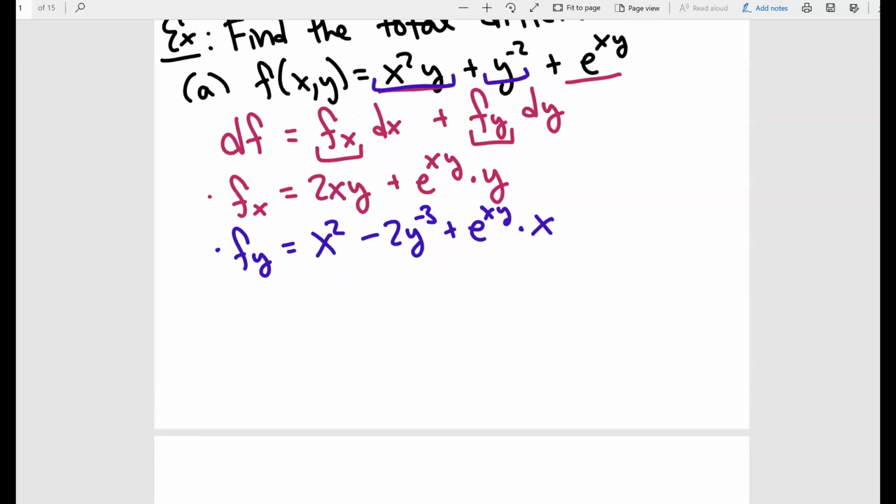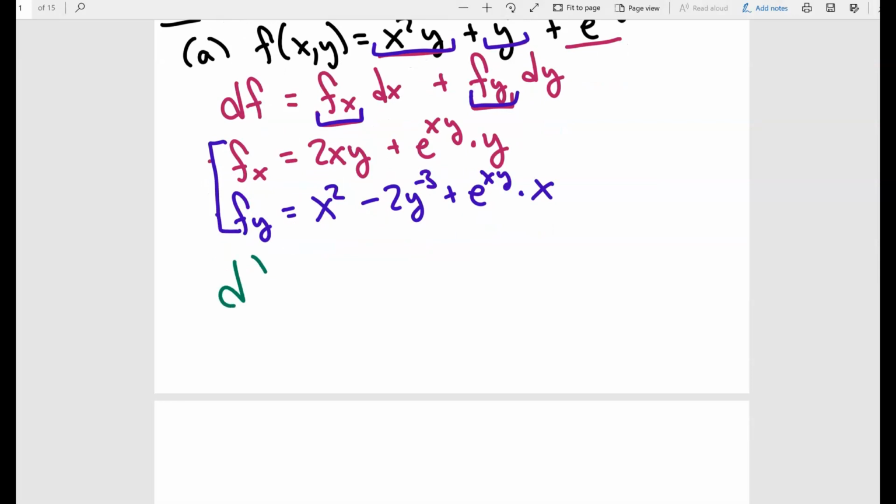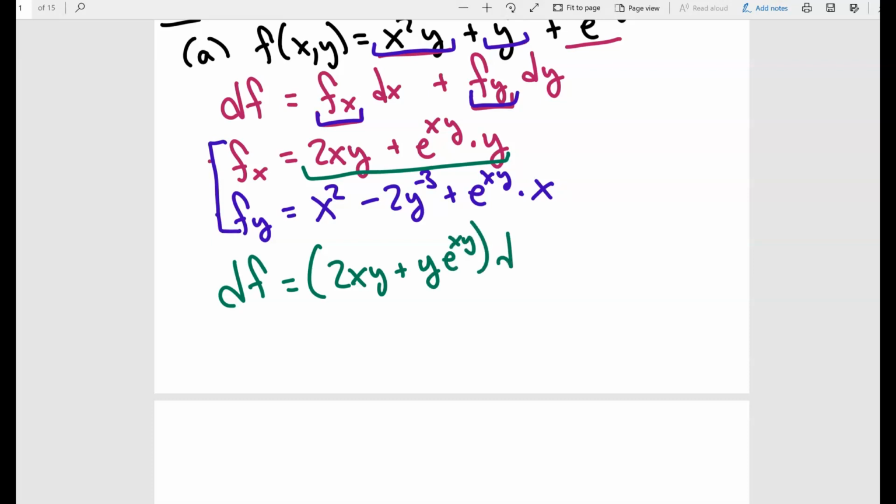Okay, so now all we have to do is plug these two pieces of information into the formula. So my total differential will just be df equal to the first function, which is 2xy plus, let me put the y in the front, y e to the xy. And then we're going to write dx, because that's the next thing, plus the next part, which is going to be x squared minus 2y to the negative 3 plus x e to the xy. And then we're going to write dy.